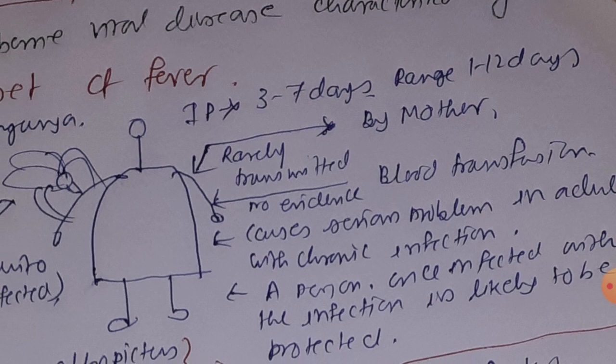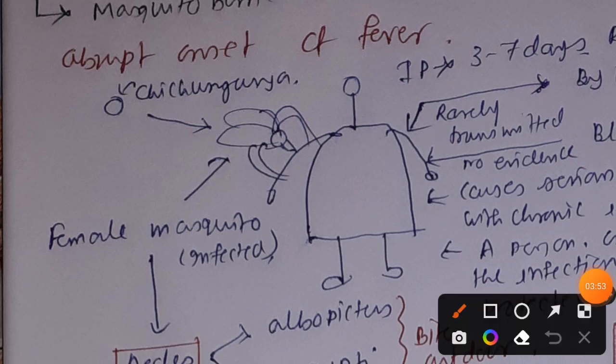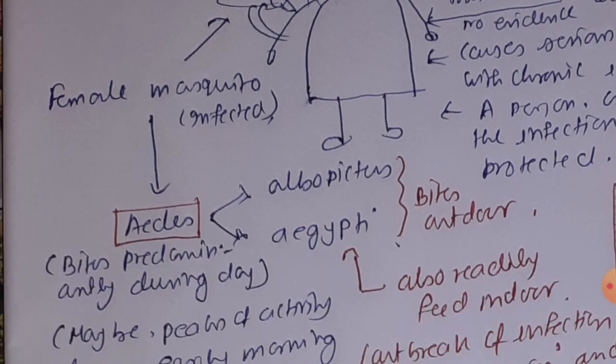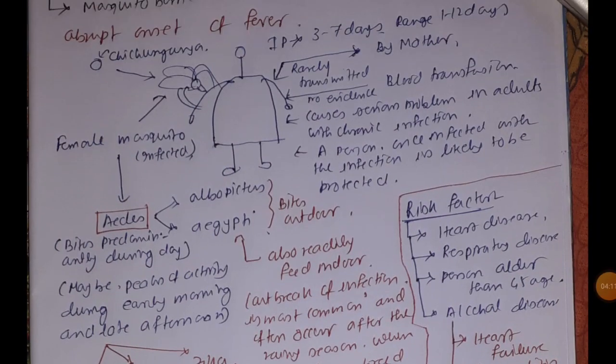Another thing I want to mention is that Aedes aegypti and albopictus can also transfer Zika virus, yellow fever virus and dengue virus. I have written it here also. So that is the idea.